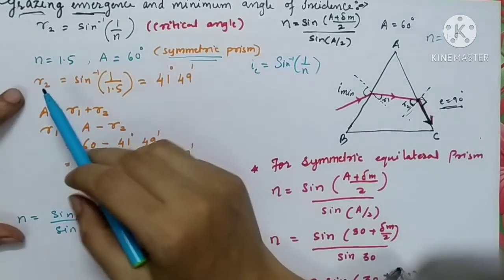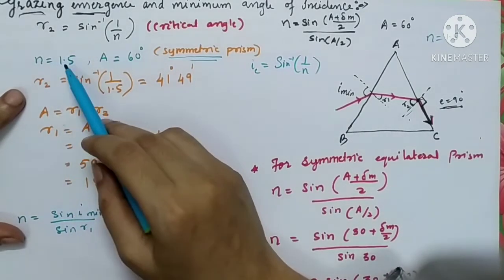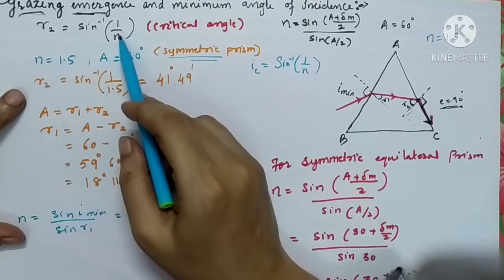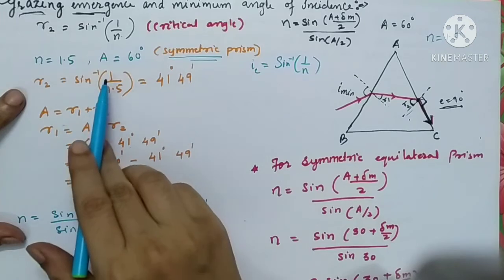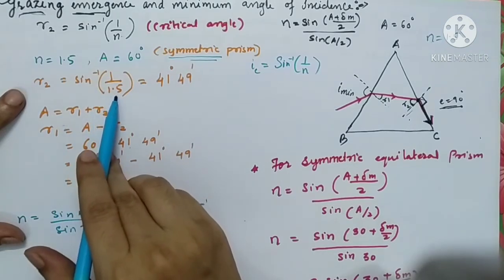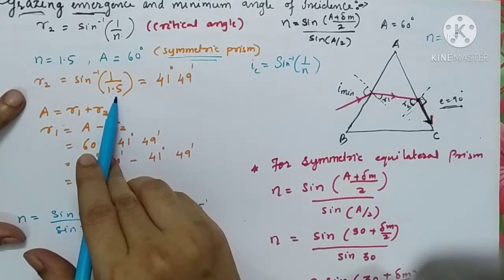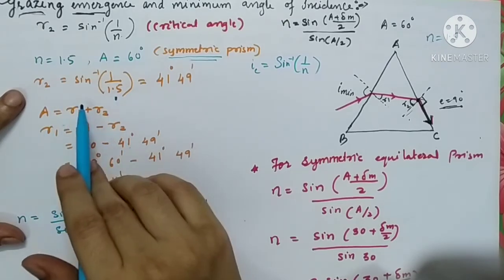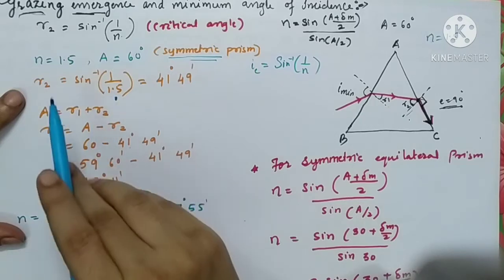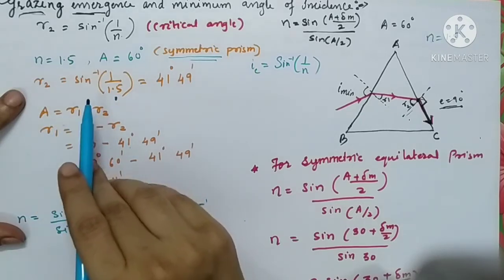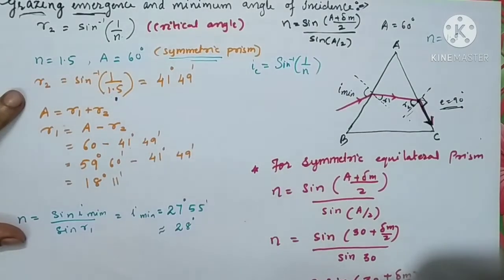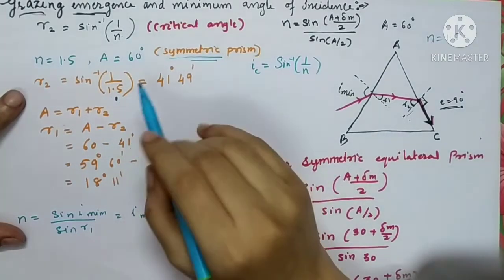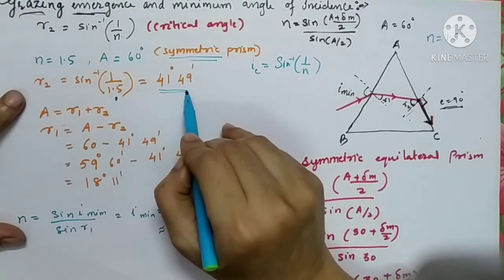So let us calculate R2. Substitute the value of this refractive index in this equation of a critical angle. R2 is equal to sine inverse of the reciprocal of 1.5, as n has the value 1.5. So when you calculate this value, the reciprocal of 1.5 will become 0.75 and its inverse comes out to be equal to 41 degree 49 minute.